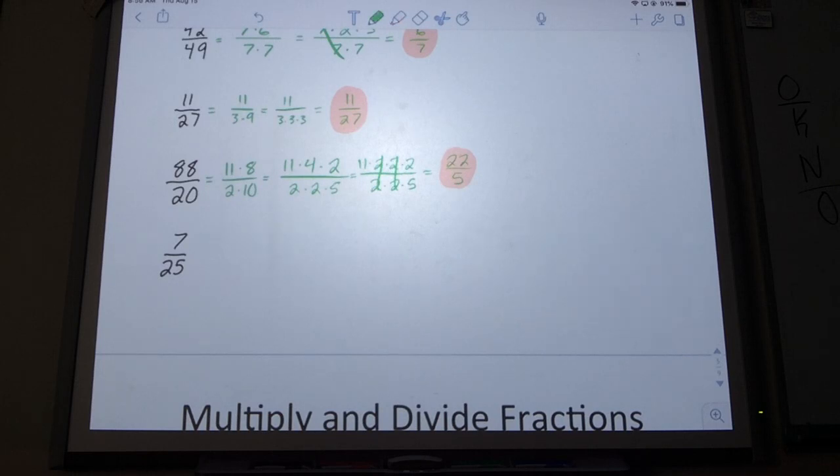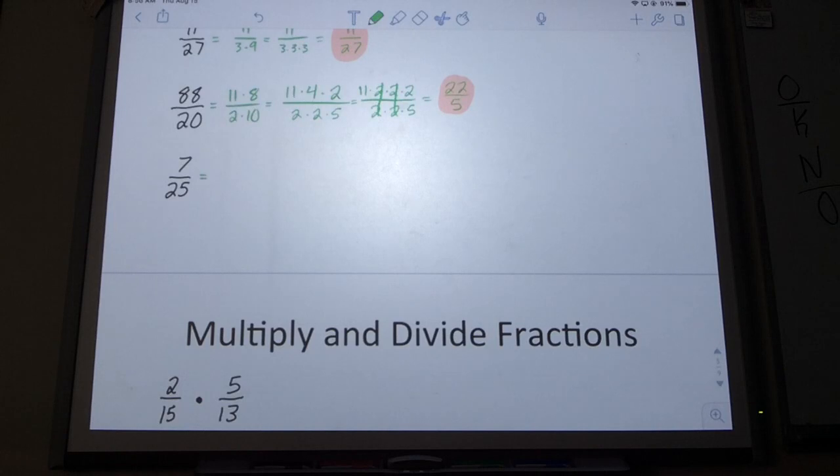Okay, last one. 7 over 5 times 5, nothing can cross out. So again, we just multiply it back together, which was our original question, as 7 over 25.